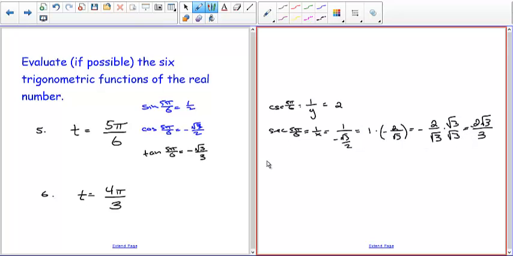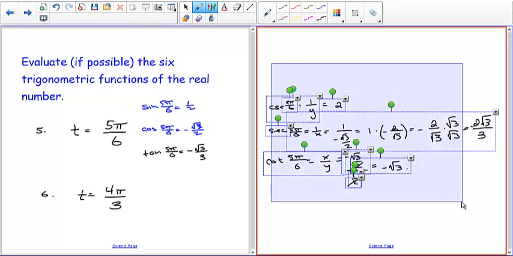And then the cotangent of 5 pi over 6 is equal to x divided by y, instead of y divided by x. So we get x, negative the square root of 3 over 2, divided by 1/2. That's the y coordinate. And you see the 2's cancel out, and I just end up with negative the square root of 3. Okay, so that's that problem.